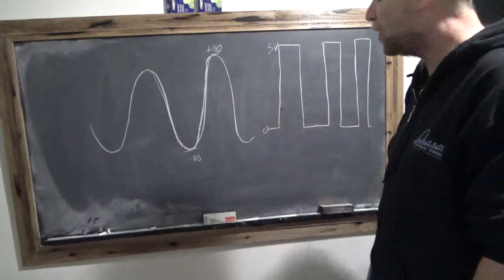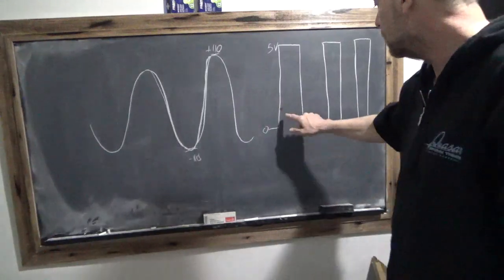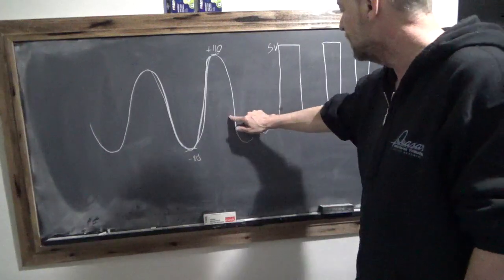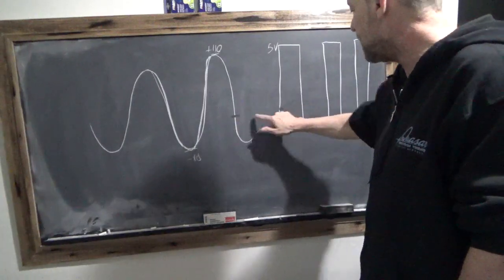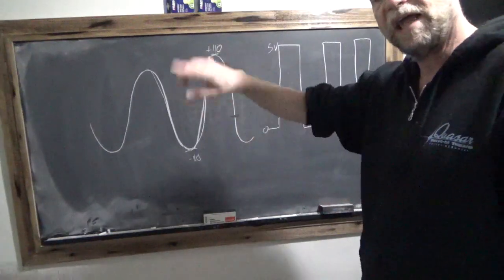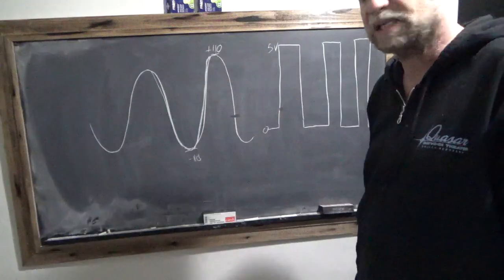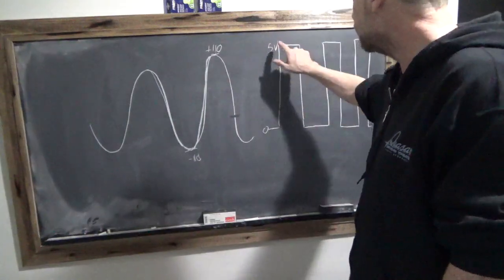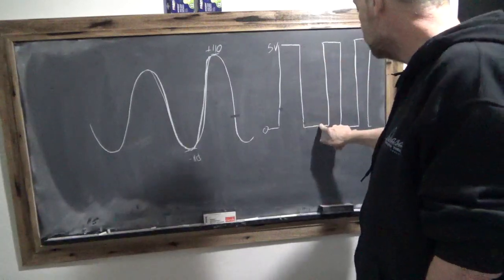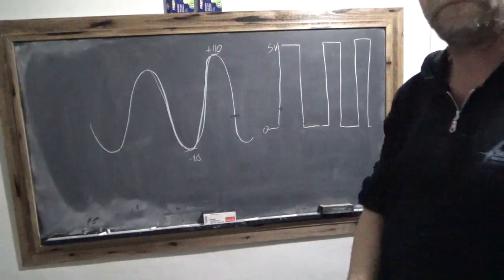You can't go 2.3 volts. Well, 2.3 volts is here. Analog, it's not possible. I'm sorry, in digital it's not possible. In analog it is. So in analog you hit everything from the maximum to the minimum. In digital it's either on, which is 5 volts, or it's off, which is 0 volts.